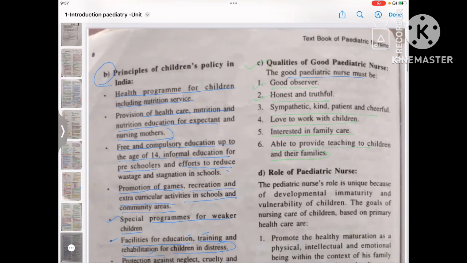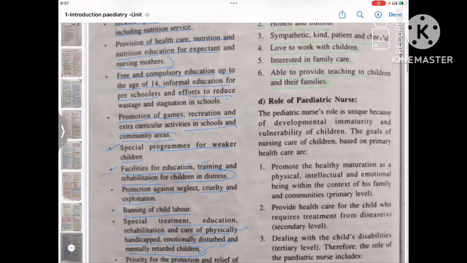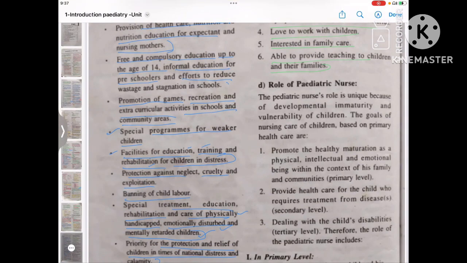Next is the role of the nurse, among the trends we are seeing now. The fourth one is the role of the nurse.